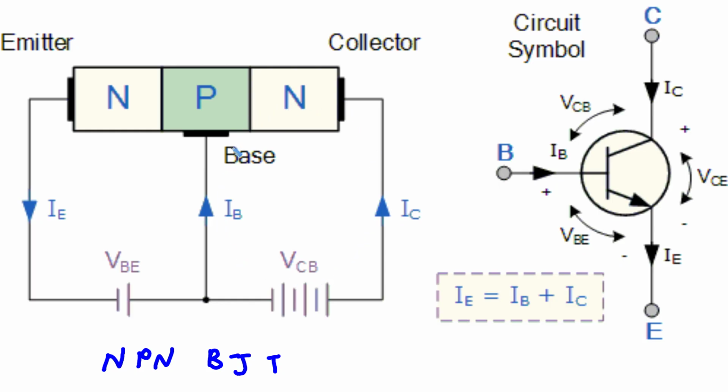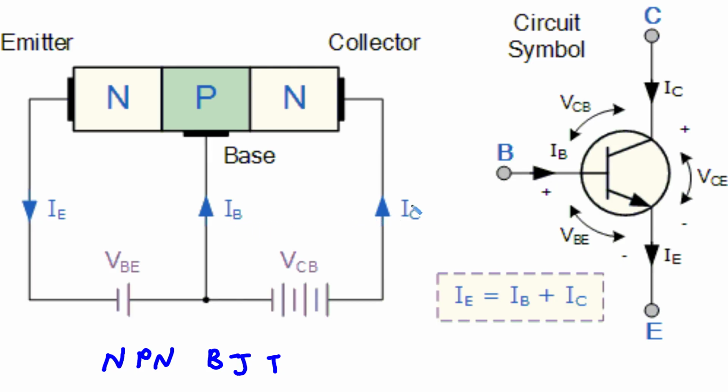Because the base is extremely thin, most of the electrons that are injected from the emitter do not have a chance to combine with holes in the base. Instead, they are immediately swept, or attracted, across the base and into the collector by this strong reverse bias field. This massive flow of electrons constitutes the much larger collector current, I_C. This is the essence of transistor action. A tiny base current, I_B, enables and controls a much larger collector current, I_C.